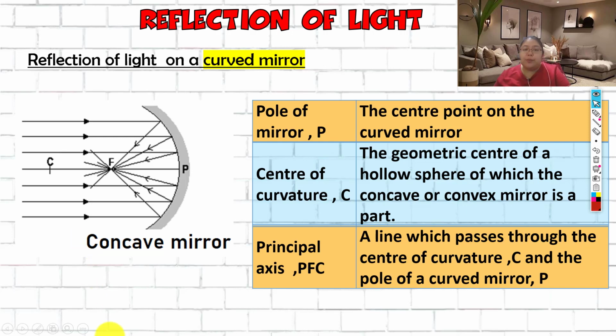What's the principal axis? PFC is just the center line. You join C, F, and also P. So there's a line that passes through the center of curvature C and also the pole of the curved mirror. This one we call the principal axis.